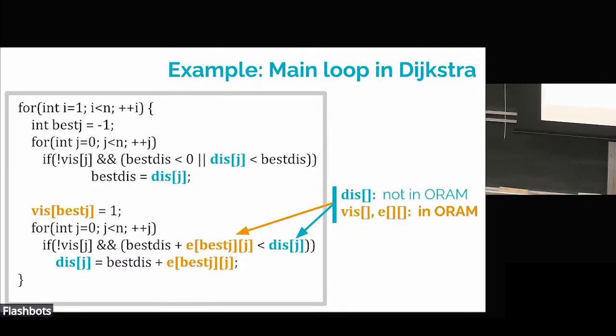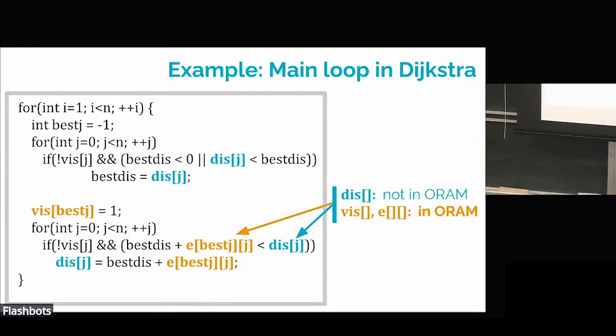Here's a more realistic example. This is actually the main loop in a Dijkstra implementation. The details of the algorithm are not important. But if you look at the code, you'll realize that there are three arrays: the distance array, the visited array, and the edge array. If you look at the code a little more carefully, you'll realize the distance array is always accessed sequentially. Actually, we don't need to place the distance array in ORAM, and we only need to place the visited array and the edge array in ORAM.